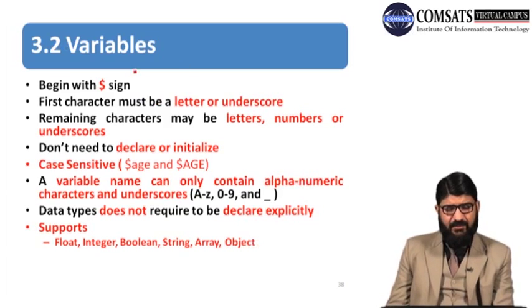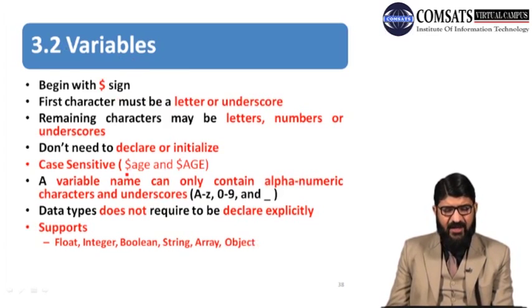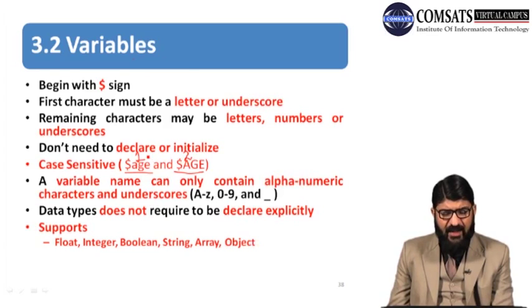Here you can see that when a $ sign is mentioned, it will be considered a variable, and you have written age in small letters, and similarly another $ sign is written with AGE in capital letters. So both have the same spelling, age, AGE, but here it is written in small letters, here it is written in capital. So it is considered variable 1, while this is considered variable 2. Those will be counted as two separate variables.